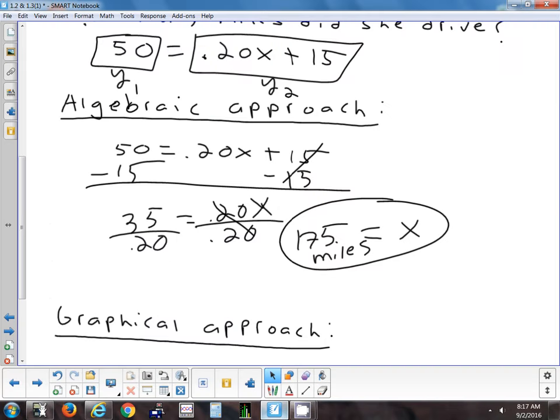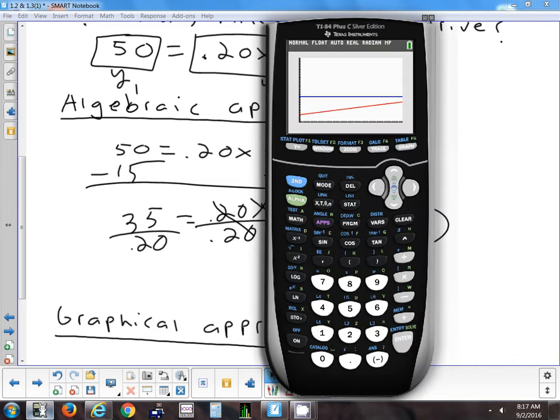Based on what we did algebraically, I already know how far I need to go over to x. X has to go all the way out to 175. And in fact, I like to go a little past it because you don't really want your intersection point to be right on the edge of the screen. It's kind of nice if it's in the middle of the screen somewhere. So let's set x max even higher. Okay, let's set it to like 200.